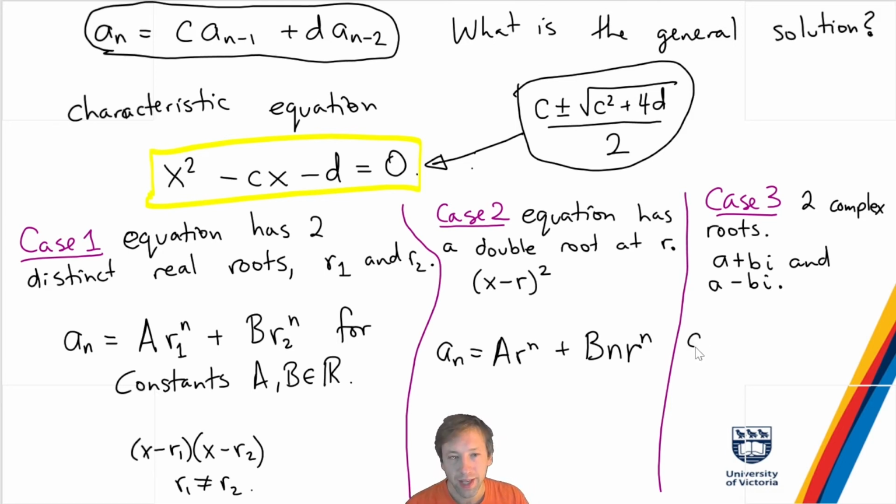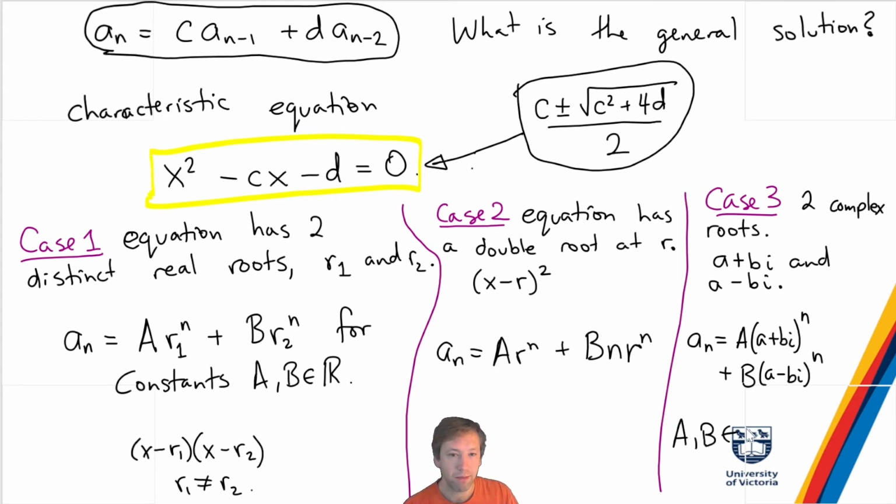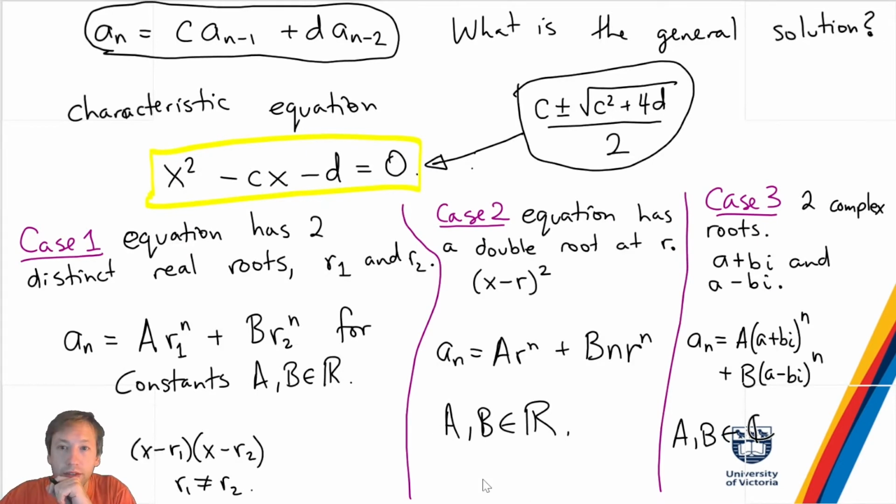And actually the complex case is not any different really than the first case. So you just end up writing a_n is equal to a times (a plus bi) to the n plus b times (a minus bi) to the n. But this time your a and b might be complex numbers. So in the first case, they're real numbers. In the last case, they might be complex numbers. And in any case, this gives you your general solution. So this is actually really easy, right? Let's look at an example.